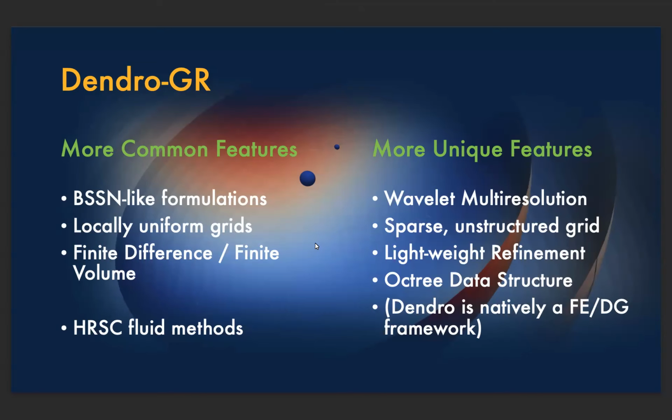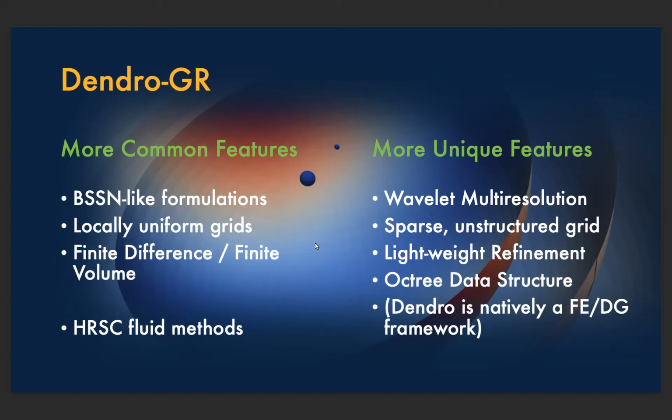Dendro-GR is our code for numerical relativity. As I mentioned, it's built on the Dendro platform. It provides a sparse unstructured grid. This grid is generated by a wavelet expansion of the functions in a wavelet basis. This naturally produces an octree data structure, and so the Dendro code has a parallel octree that it provides.